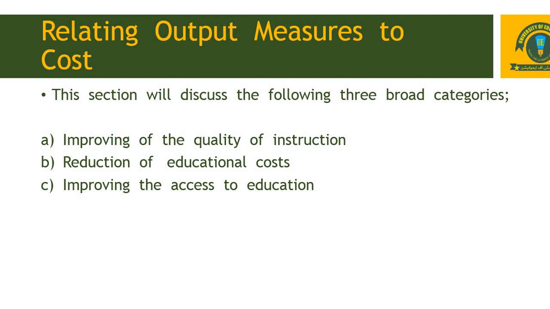Relating output measures to cost. How can we relate our output measures to the cost? This section will discuss the following three broad categories. Number 1, improving the quality of instruction. Number 2, reduction of educational cost. And number 3, improving access to education. So in these three examples, we can see how output is related to the cost.